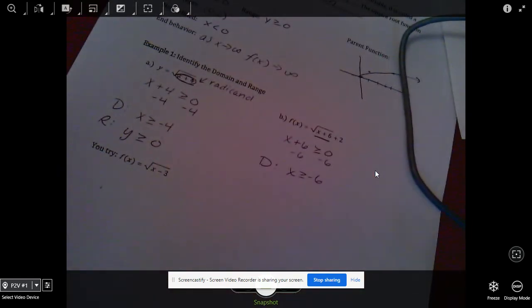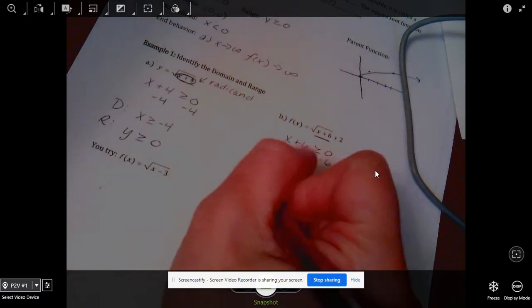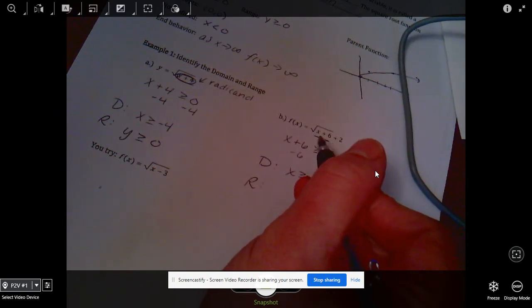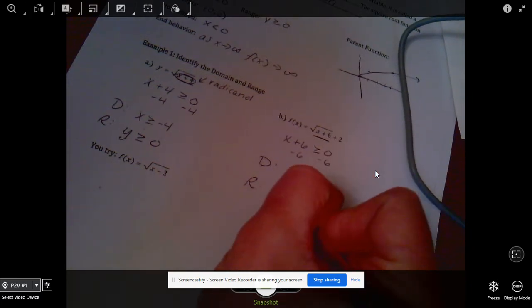The radicand has to be greater than or equal to 0. Therefore, your domain is greater than or equal to -6 because it'll make it 0. Okay. Well, when I substitute -6 back in, what happens? -6 plus 6 is 0. The square root of 0 is 0, plus 2 is 2.